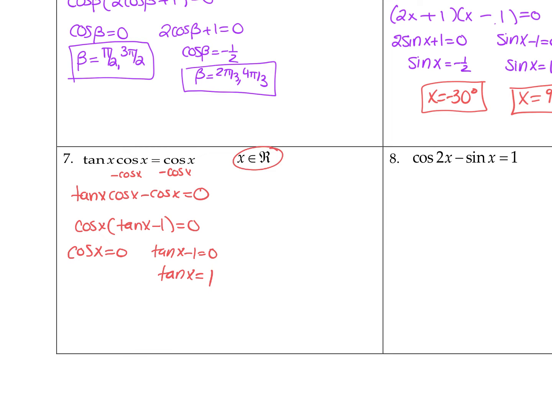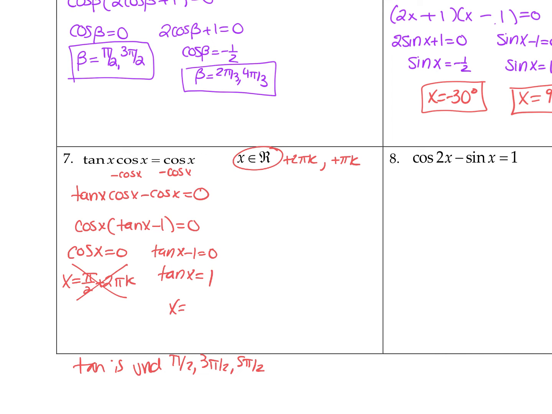And again, I'm writing my general formula. So it'll be plus 2 pi k for cosine and plus pi k for tangent. So cosine is 0 at pi over 2, but the problem is tangent is undefined at pi over 2, 3 pi over 2, 5 pi over 2. So this solution actually won't work because the tangent's undefined there.